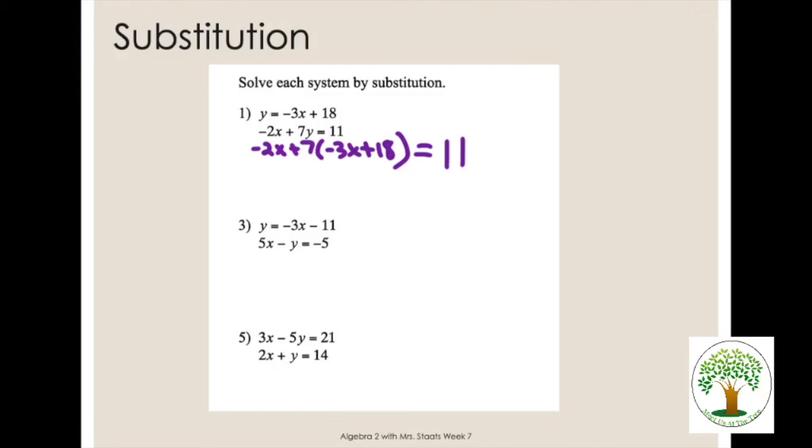Now this is just your algebra that we were doing a couple weeks ago, right? We just distribute and solve. So you guys tell me when you're done.